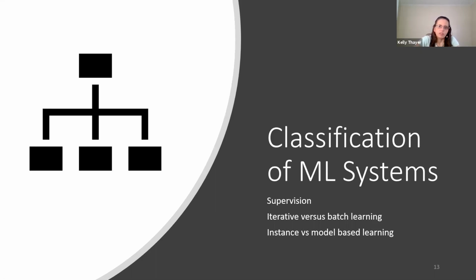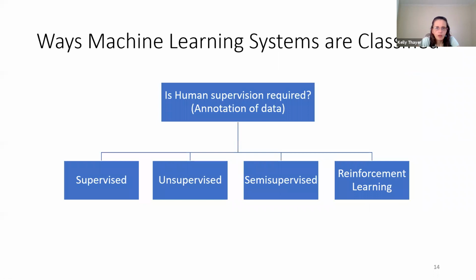Classification of machine learning systems. There are a variety of different types. We may consider them in terms of supervision, iterative versus batch learning, and instance-based versus model-based learning. Is human supervision required is a key question we might ask in order to understand the classification. So we're going to look at annotation of the data. We have supervised, unsupervised, semi-supervised, or reinforcement learning.